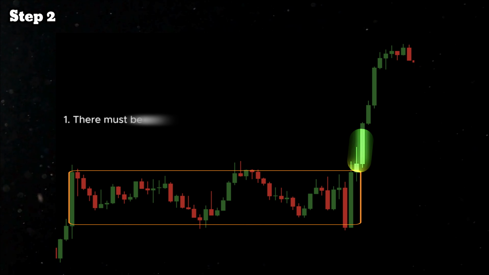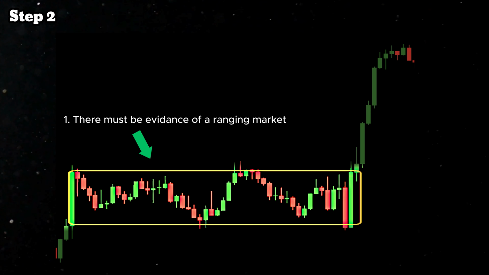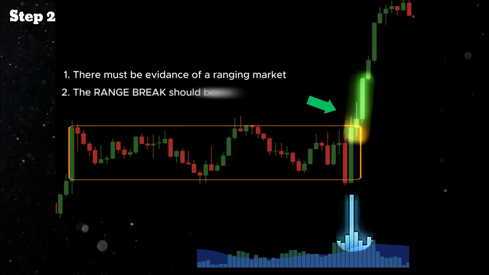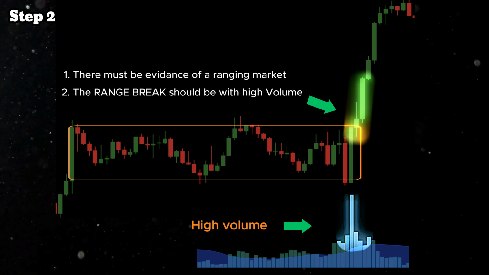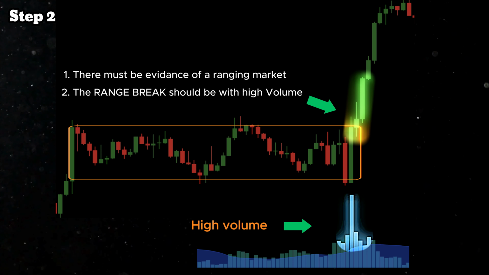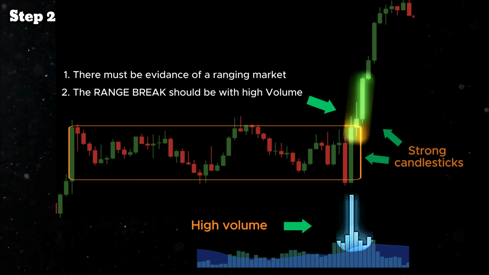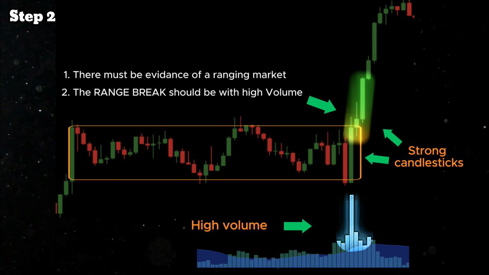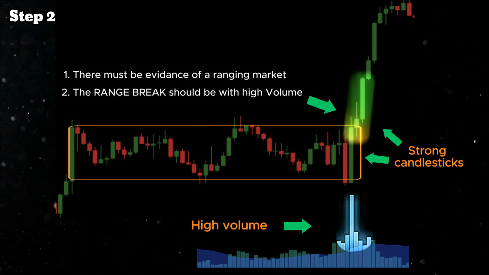The first thing to confirm is that there is evidence of ranging market, and the second thing is that the trend should break off that range with high volume, which stands out compared to the surrounding volume bars, and also the candlesticks should show a strong momentum too. If you can confirm all these, then you have a solid trend ahead of you.